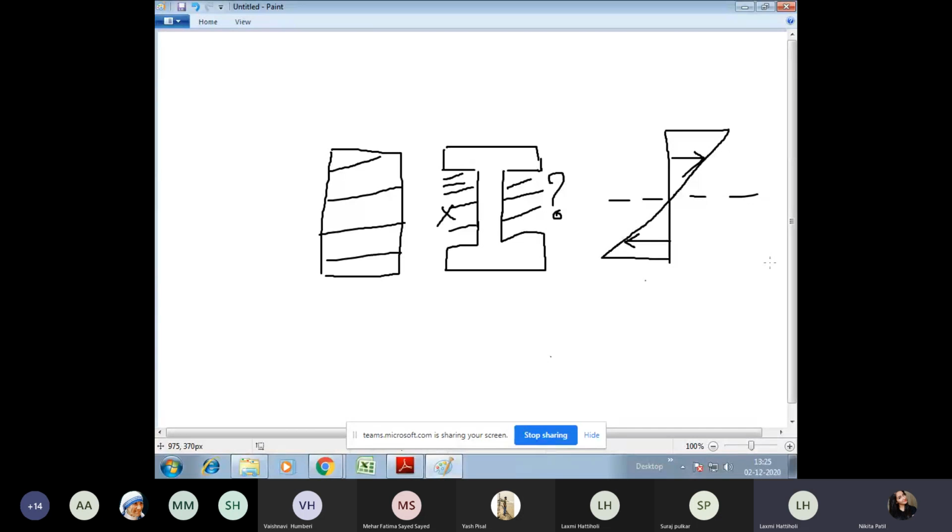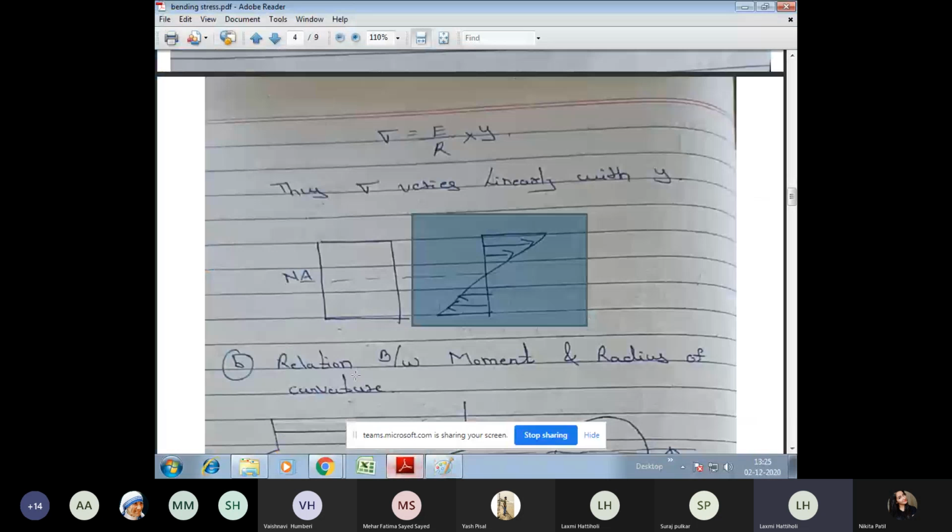Yes, ma'am. Okay, so this is what I just wanted to concentrate on now. Now I'll go to the next part. Another thing you need to learn in this concept is what is moment of resistance or moment carrying capacity.